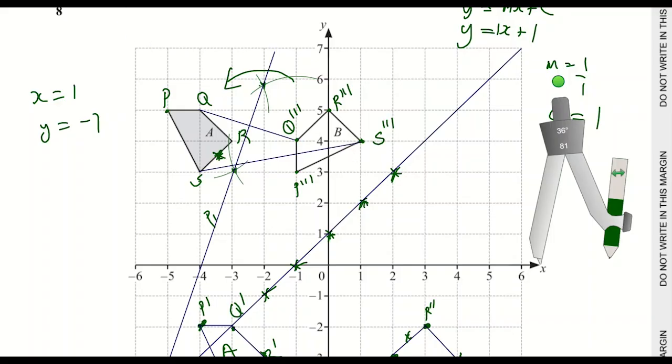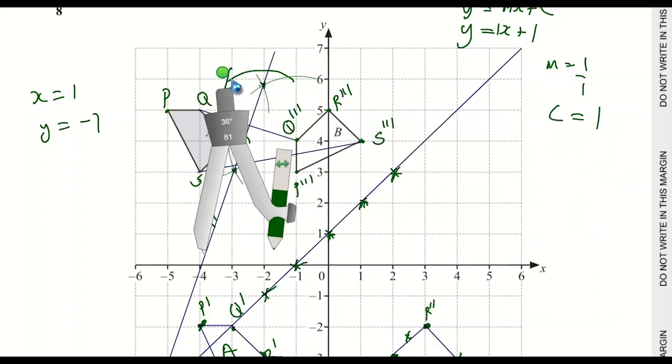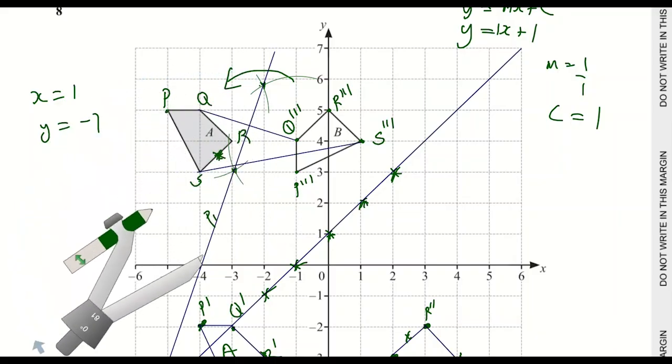So I'm supposed to use a ruler, but since I can draw with my tool, it's okay like this. But you have to make use of a pencil and a ruler. So one more time, let's bisect. Let's get the perpendicular bisector of this line as well.